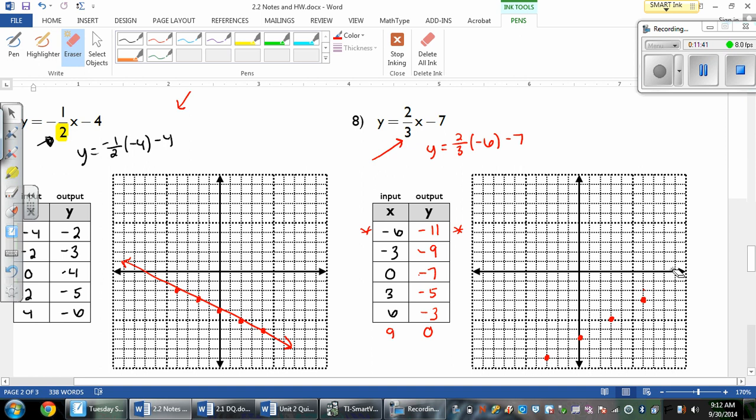Oops, my eraser's so slow. There you go. Right here. Using your straight edge, check your points, and add arrows.